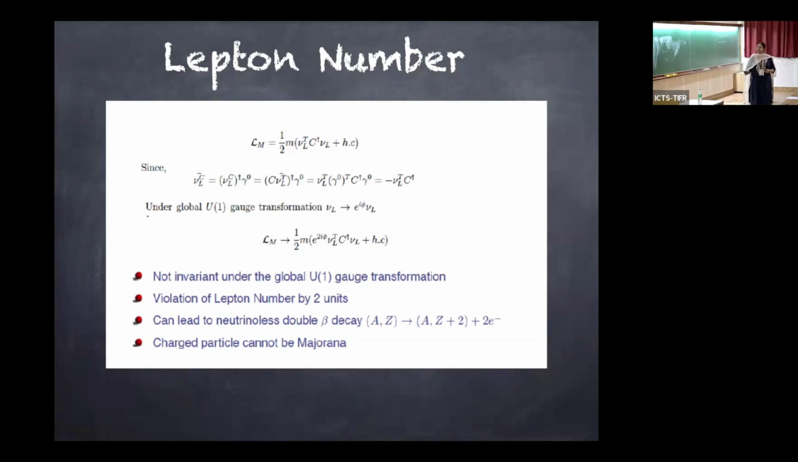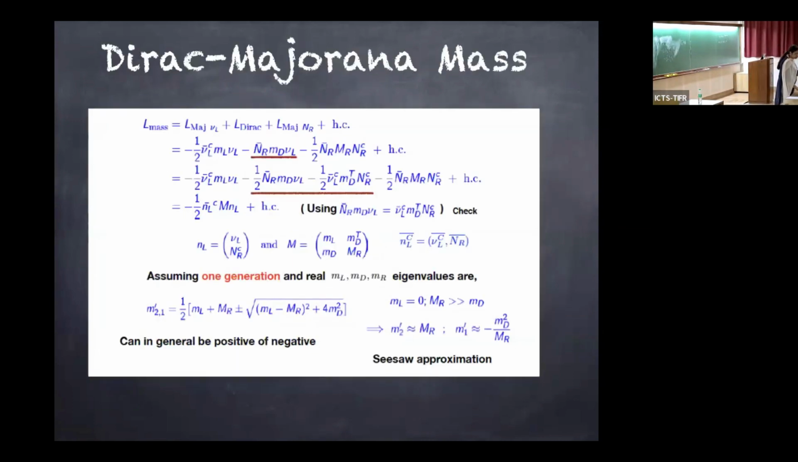Now, supposing if you consider charge, then charge also will be violated. That's why a charged particle cannot be Majorana. However, the electric charge is such that it will spoil the gauge invariance if we break the electric charge. But the lepton number is kind of an accidental symmetry in the standard model. So the lepton number can be violated. And that's why the Majorana neutrino is a possibility.